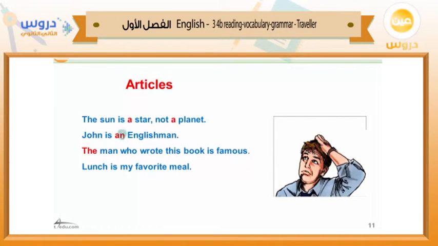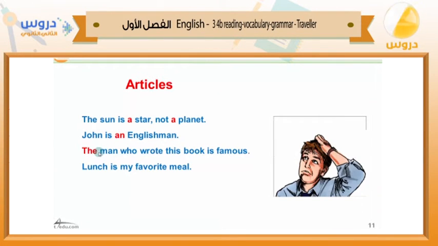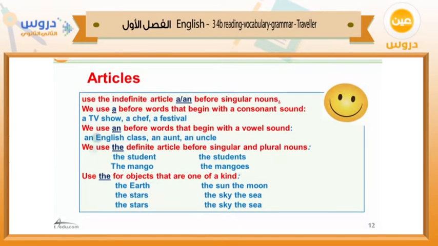So a, an, and the, as you can see here. A, an, the. These are articles. And the articles are divided into two categories. Either they are definite articles or indefinite articles. So what do we mean by this? When we have a, an, or the.